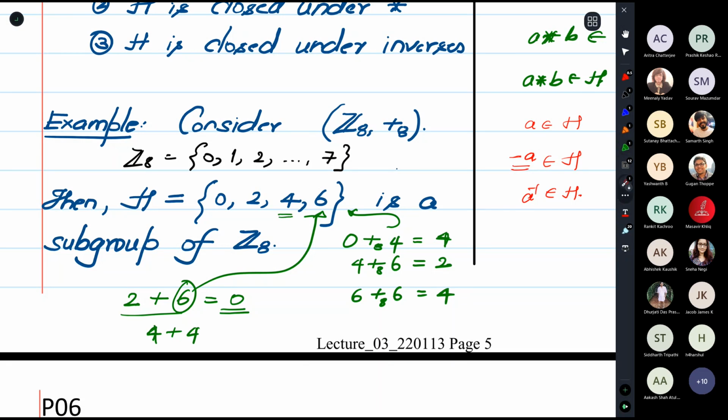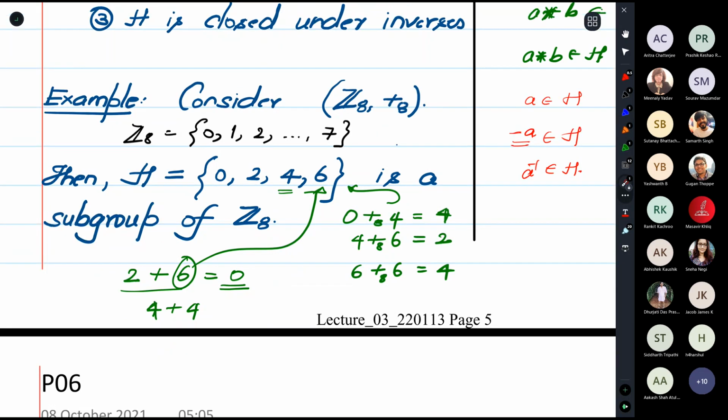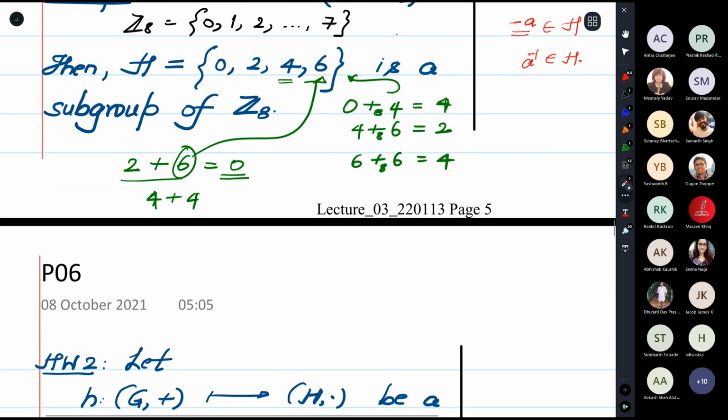So in that sense, you can see that H is closed under addition, addition mod 8. It is also closed under the inverses, and because of this reason, one can conclude that yes, H is a subgroup of Z8. Okay, so let me pause here. If you have any questions, please let me know. So do you have any questions?